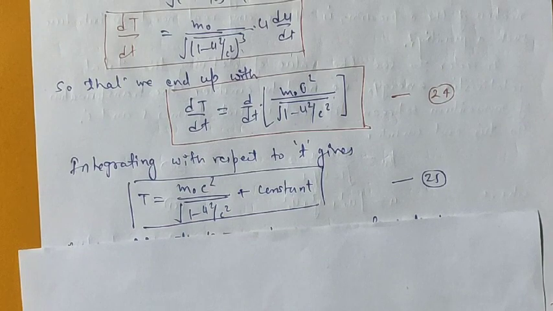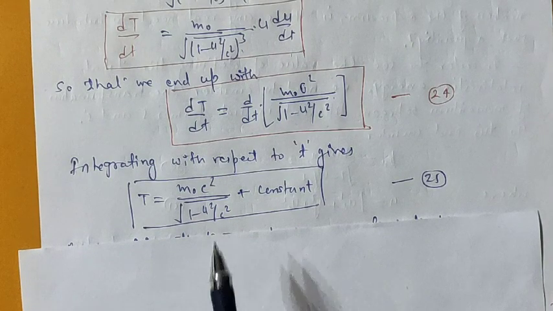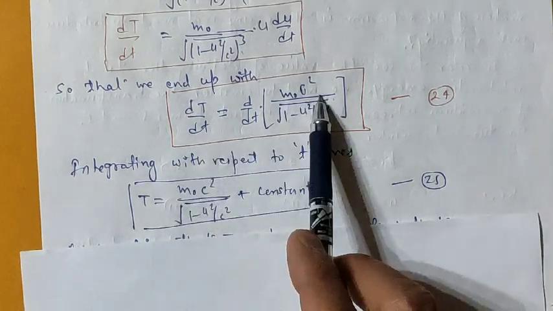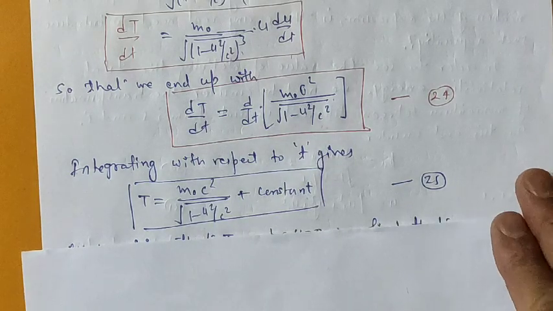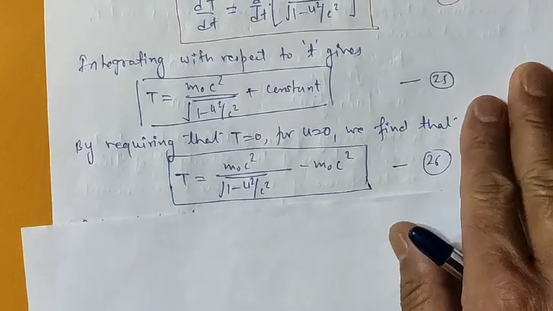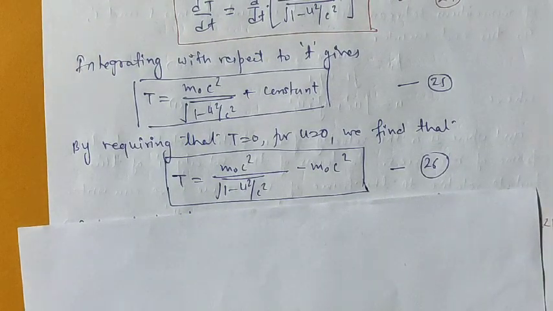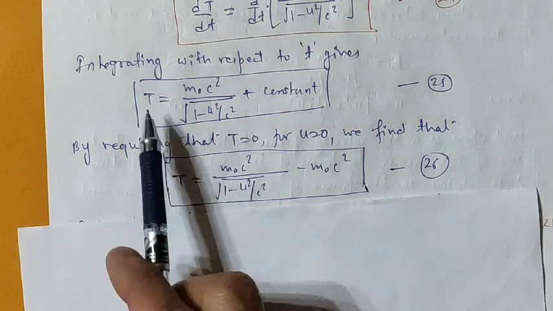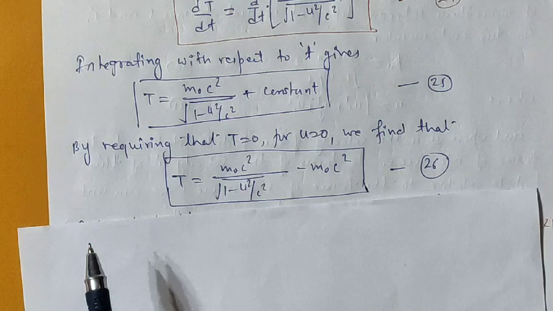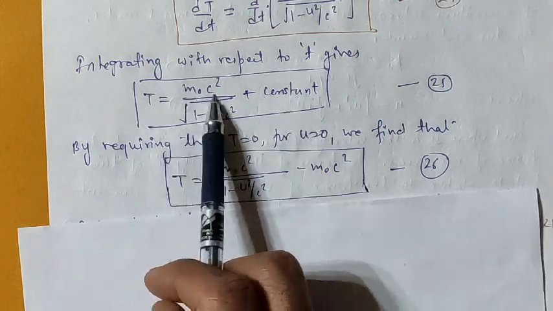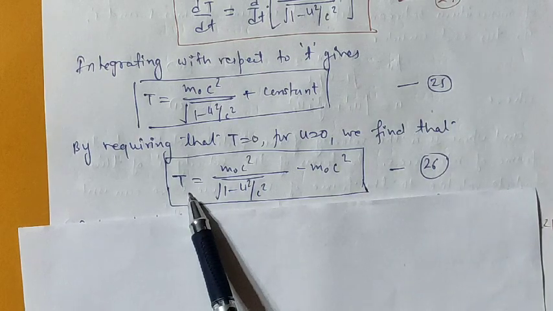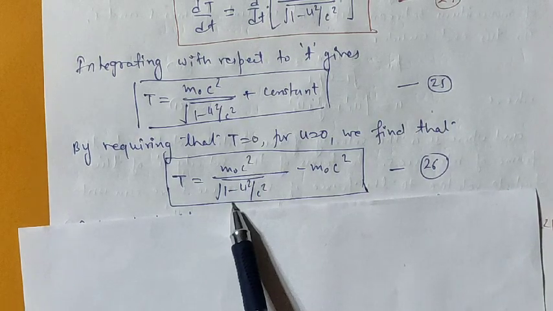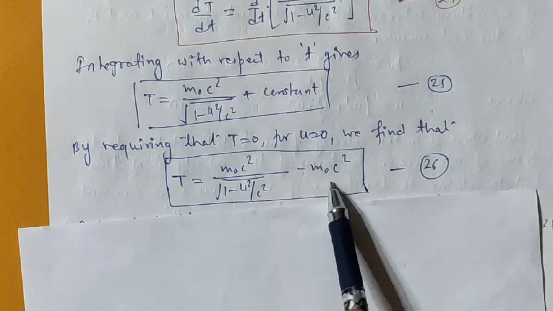Once I take the time integration with respect to t, the kinetic energy T is equal to m naught c square divided by root of 1 minus u square divided by c square, plus some constant. By requiring that T is equal to 0 for u equal to 0, this constant is equal to minus m naught c square. Putting that constant in this equation, T is equal to m naught c square divided by root of 1 minus u square divided by c square, minus m naught c square.